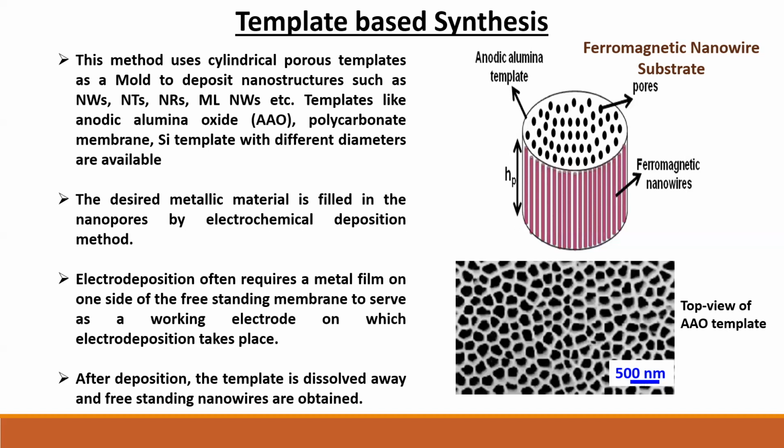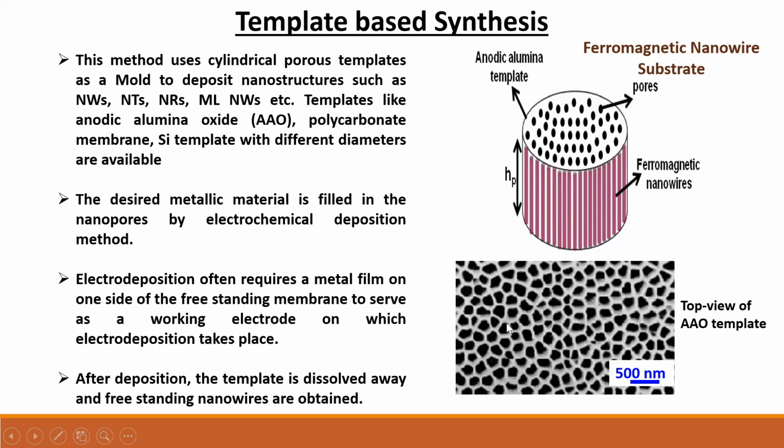Electrodeposition often requires a metal film on one side of the freestanding membrane to serve as a working electrode on which electrodeposition takes place. And after deposition, the template is dissolved away and freestanding nanowires are obtained. So this shows the schematic of the porous alumina template. They have the cylindrical pores where we can deposit the ferromagnetic materials, and this shows the top view of that porous alumina template.